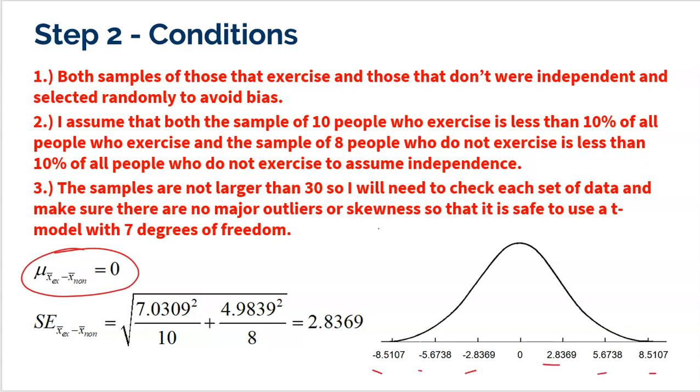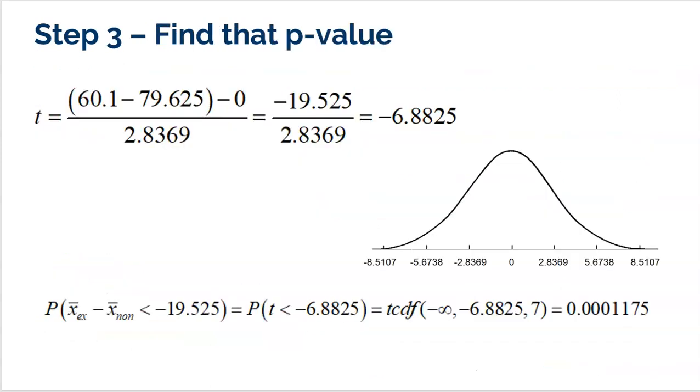Now, if you remember, our difference was negative 19. Now, that was just kind of spitballing it, but if you look at the difference, it was 60.1 for the exercise group, 79.625 for the non-exercise group. That was a difference of roughly negative 19. And if you look at the picture I made, that is clearly significant. That is way off the chart. But we do need the t-score and p-value to confirm that.